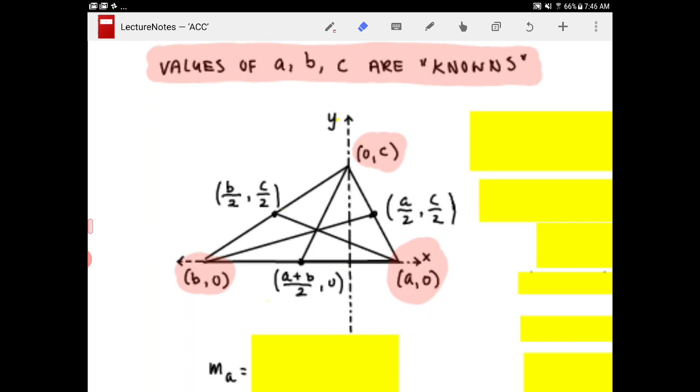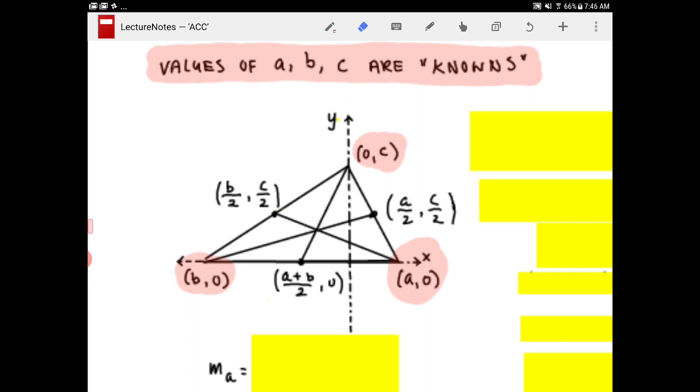Okay? So you're wondering, where do we go from here, Mr. Chan? This looks very awkward. There are so many letters everywhere. What do we do with this? Let's just keep our goal in mind.